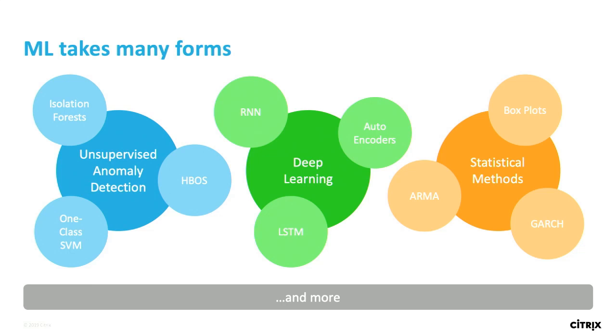And again, not exhaustively, but things like various unsupervised anomaly detection methods, which is important for security. Deep learning, which has been very hot for a couple of years, can do powerful things. We've explored some things there.